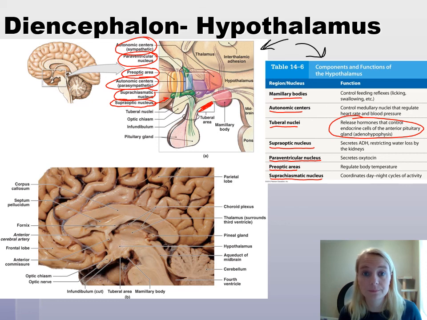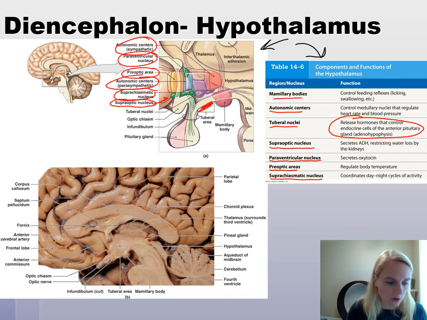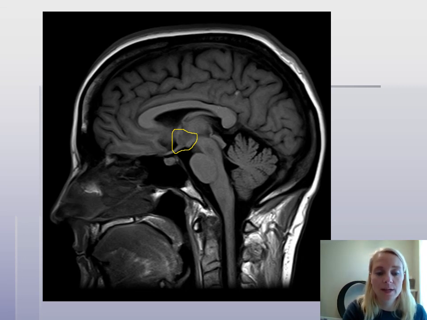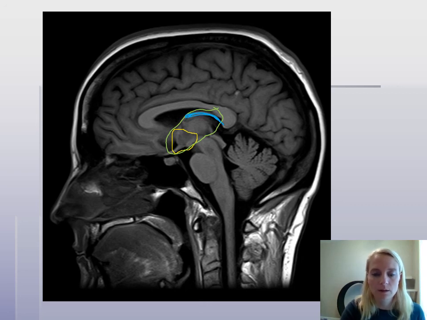All right, let me make sure I'm covering everything in my notes here. Got all those things. Okay, I've got a picture, just my MRI picture of the hypothalamus. Again, the full diencephalon would be all of this, with the epithalamus right here. The thalamus is that egg-shaped thing right here, and then the hypothalamus is right here.